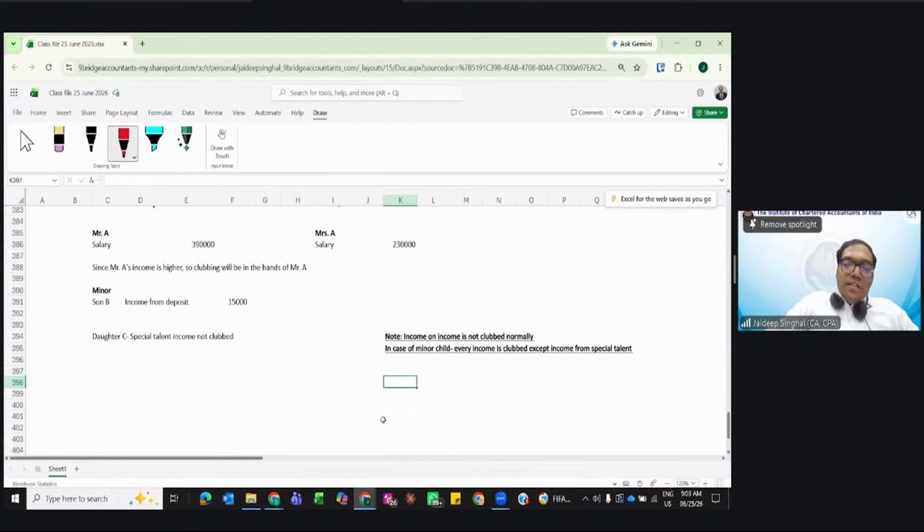Now this income was from special talent, which was not clubbed. Now what they did, they deposited this income in the bank. Now the source was special talent, and now the bank is paying interest. Will this income be clubbed? Yes, this income will be clubbed.